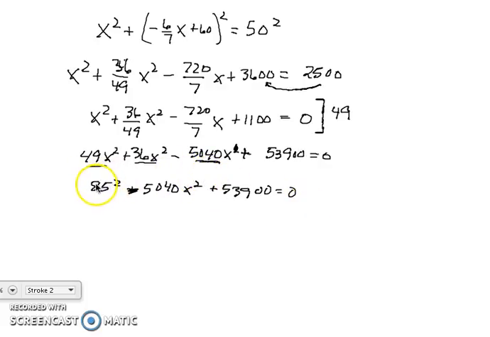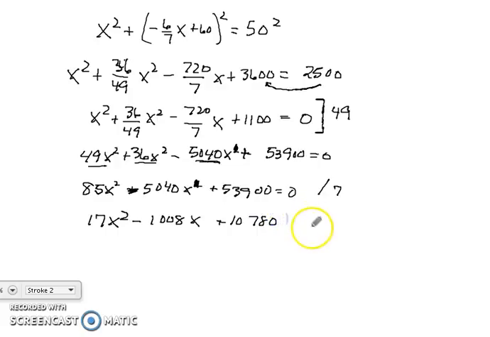And again, I need to rewrite that so it makes sense here. 85x squared, and again, this is x to the 1 power. Now, one thing we can do to make the numbers easier to work with is divide everybody by 7. If I divide everybody by 7, I get 17x squared minus 1008x plus 10780, and that's equal to 0.